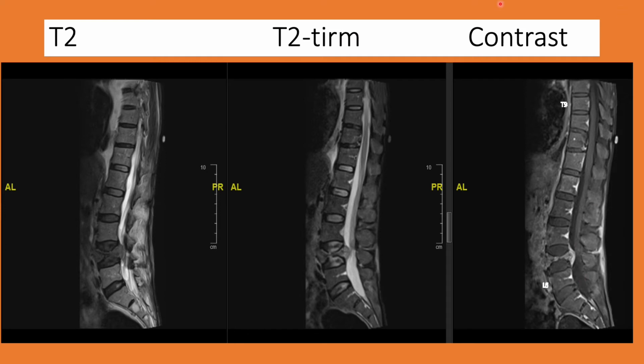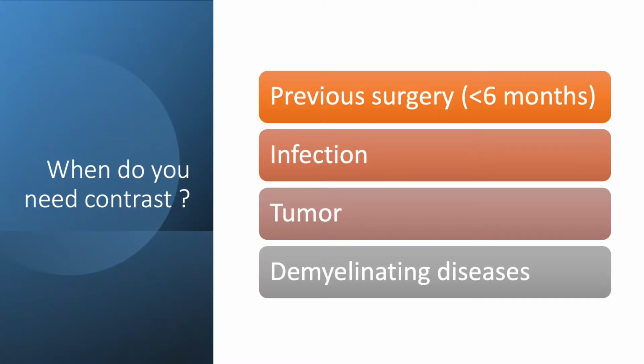So the question you ask is, when do you do a contrast? Contrast is usually done when you are assessing a patient who had a previous surgery within the last 6 months, when you're suspecting an infection, when you're suspecting a tumor, and sometimes in case of demyelinating diseases.